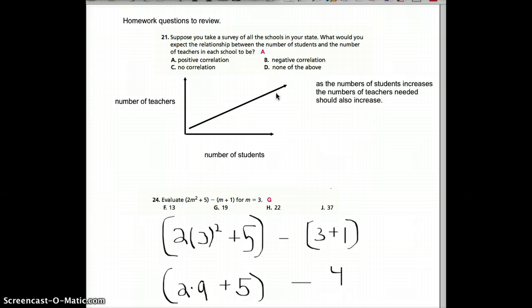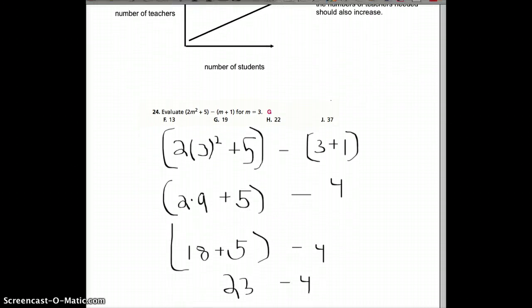Let's look at homework question number 21, and it asks us to think about a survey in our state and what you would expect the relationship between the number of students and the number of teachers in a school to be. If you think about it, the more students you have, what would you expect to happen? Would you have more teachers or fewer teachers? We would expect to have more teachers as the number of students increases, and therefore that would be a positive correlation. We can see that in the graph I have right here, which shows that positive correlation we would expect. Remember, positive correlation means as the independent variable increases, so does the dependent.